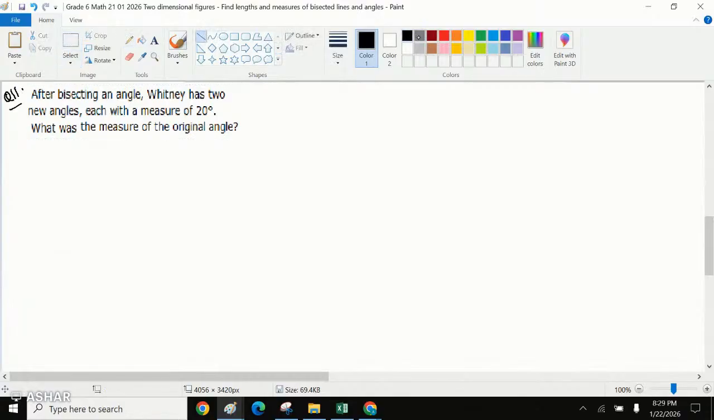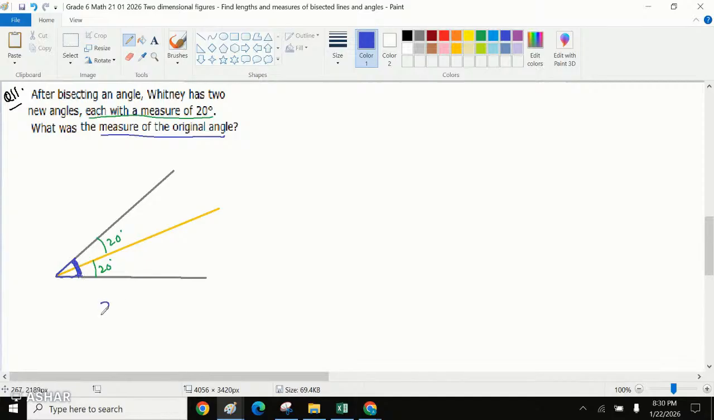They are saying that if we had an angle that was bisected into two smaller angles and each smaller angle was 20 degrees, if this was 20 and if this was 20, right? So what was the original angle? What is the measure of this original angle? Yes, thank you. That would be 20 plus 20.